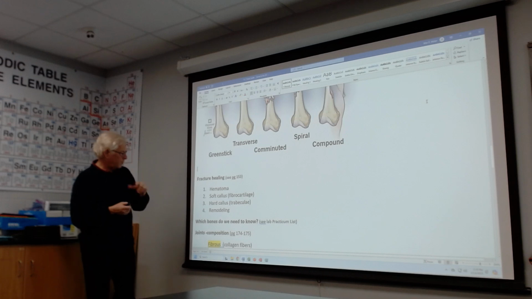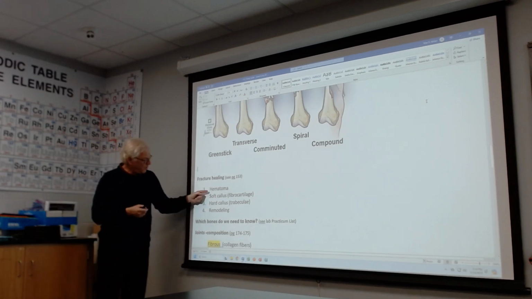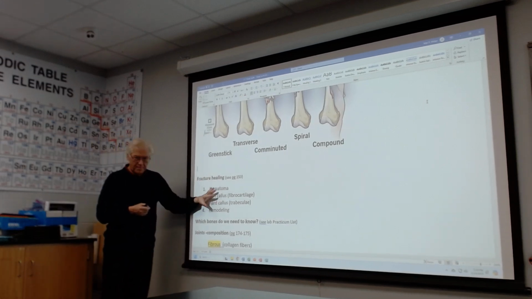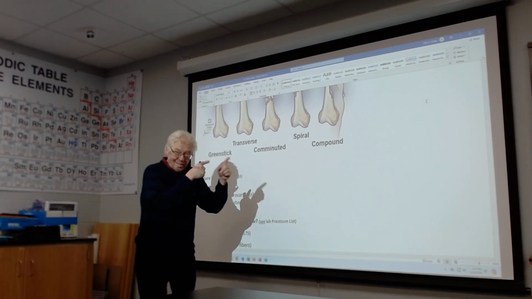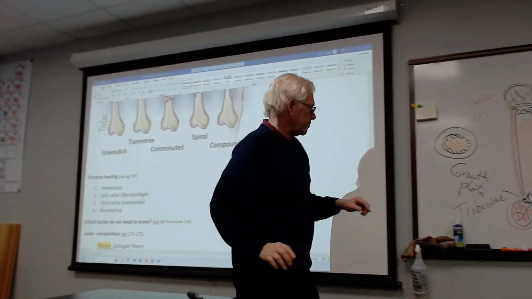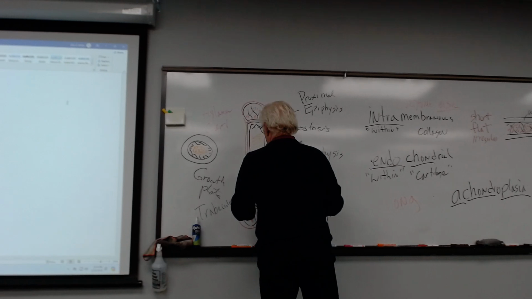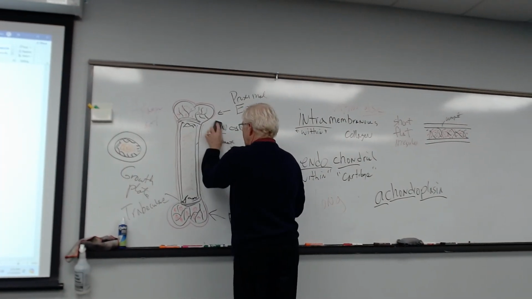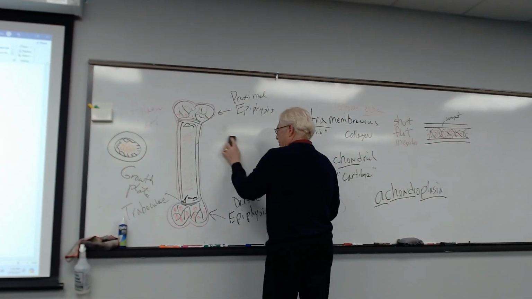And let's see. Let's do this one. This is pretty easy. 1, 2, 3, 4. The 4 steps of healing a bone. Let's walk over here. I'm going to use my longbow that we already have.